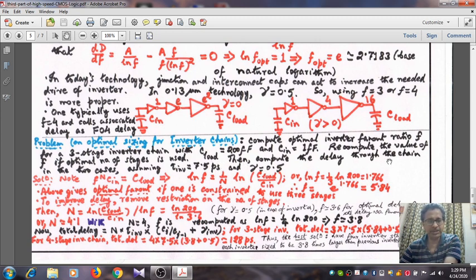Then compute the delay through the chain in the 2 cases, assuming that the time constant of inverter is 7.5 picosecond and gamma equal to 0.5. In the first case, when you are using only a 3-stage inverter, that is n equal to 3, what is the fan out factor you get? Log F equal to 1 by 3 into log of 200, that means 1.766. Therefore the fan out factor becomes e to the power 1.766 or nearly 5.84.